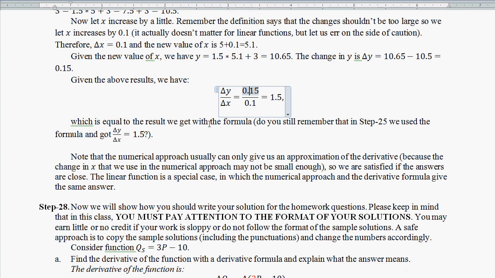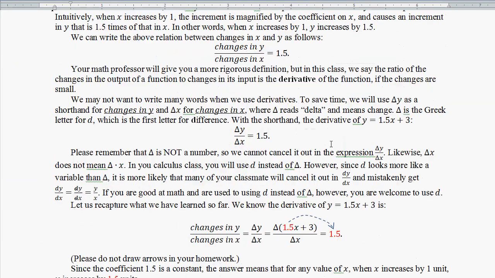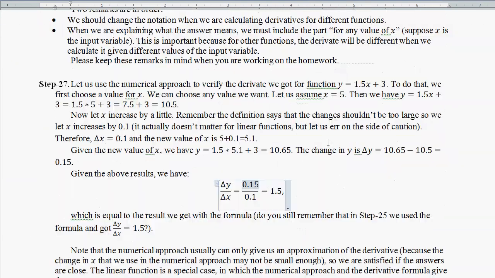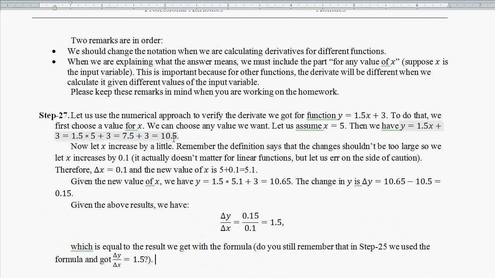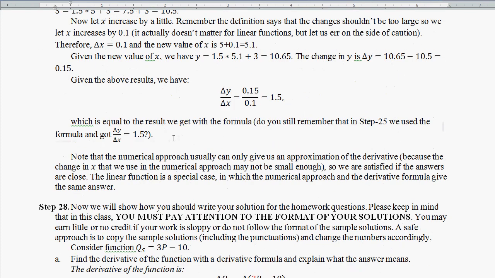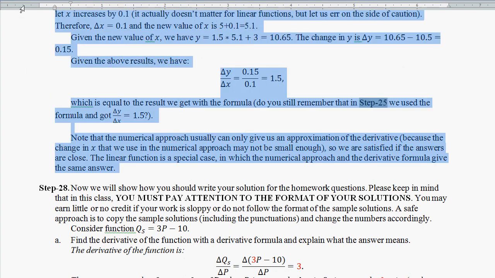This is kind of like a toy example, but it tells us that the derivative formula is true, or at least it doesn't have a big problem. So this is all we need to know about the derivative of a linear function. Now we're going to see how you write the solutions for a homework question.